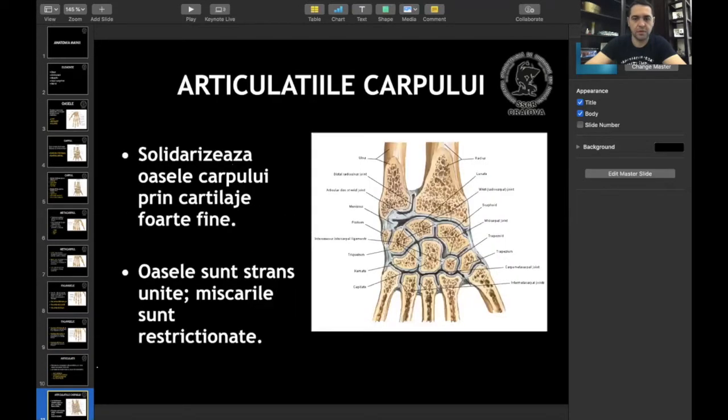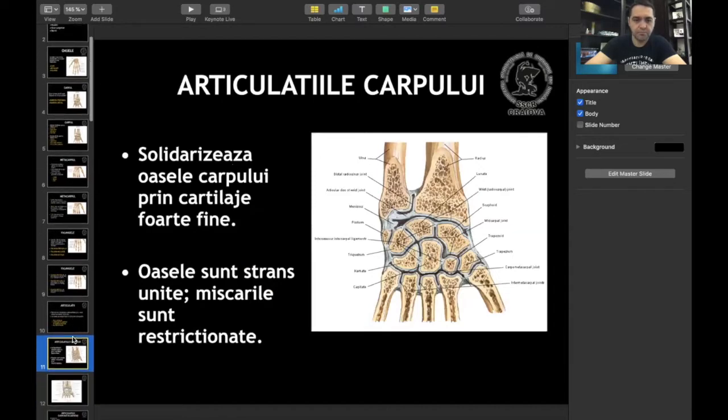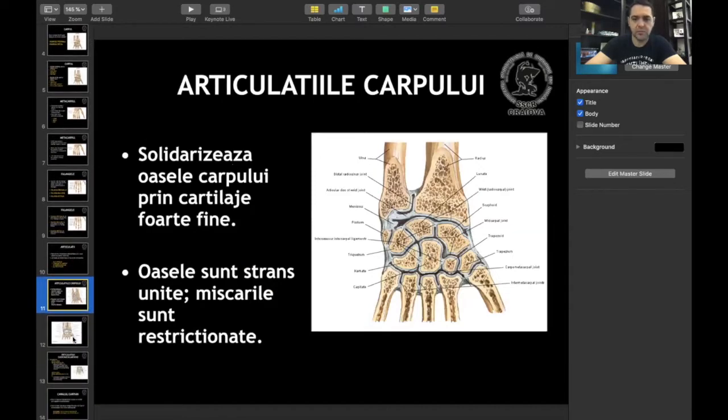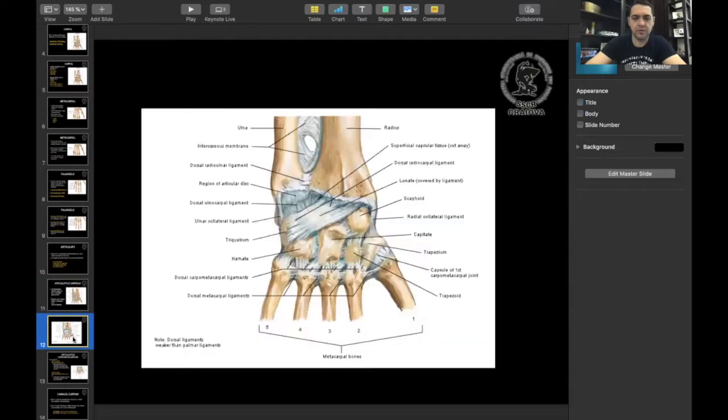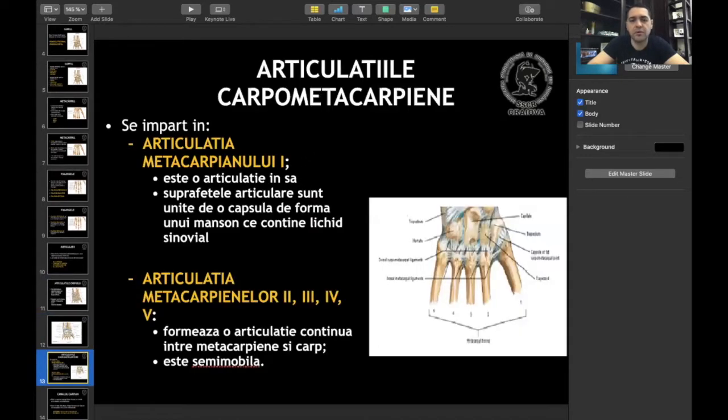So we have the carpal system. We have here the ulna, the radius. This is the interosseous membrane, which goes along the entire length of the radius, between radius and ulna, with its role of stabilization. These are the ligaments with the carpal bone system. We have here the carpal joints.